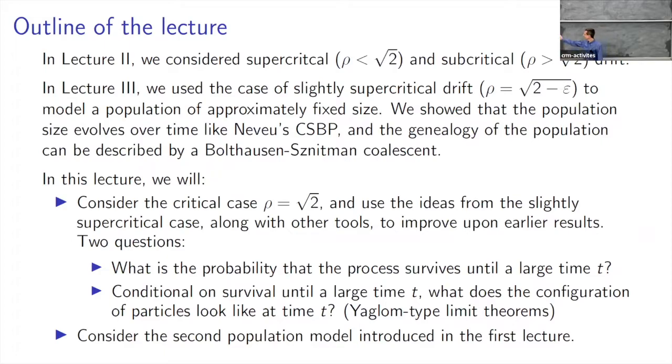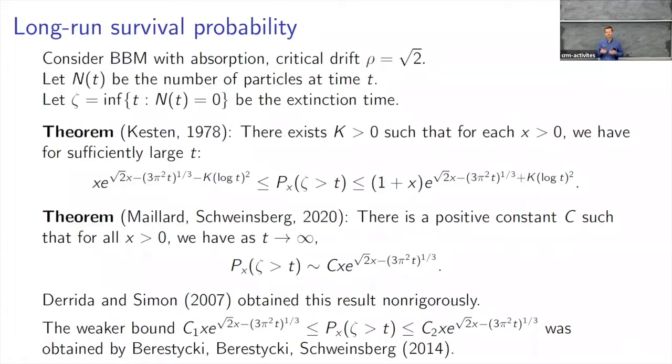And then also in the second half of this lecture, we're going to return to the second of the 2 population models that I introduced at the end of the first lecture. So we're considering branching Brownian motion with the critical drift of the square root of 2. And so that you'll have a sense of where we're going, I'm going to jump right in and state what I consider to be the main results, although I will state more precise versions of these results as well as additional results later on. So remember that N of t denotes the number of particles at time t, and we're going to let zeta be the extinction time. So the first time that the process has gone extinct.